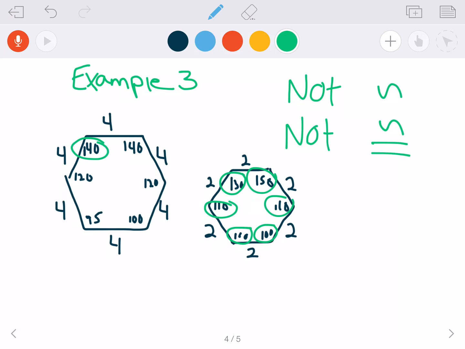Please let me know if you have any questions. We're going to do an IXL today to just work through this. And tomorrow we're going to start talking about finding missing sides using the proportions.